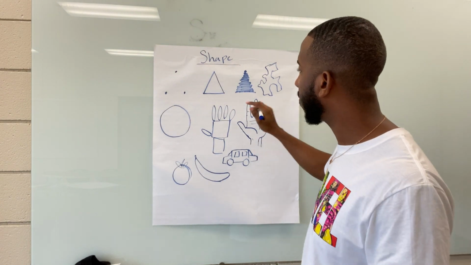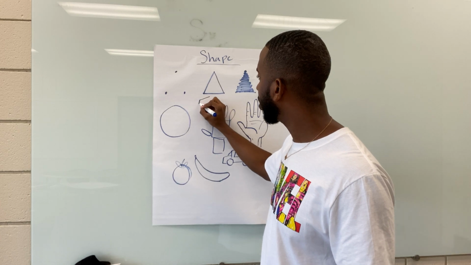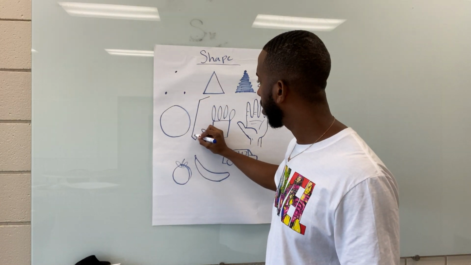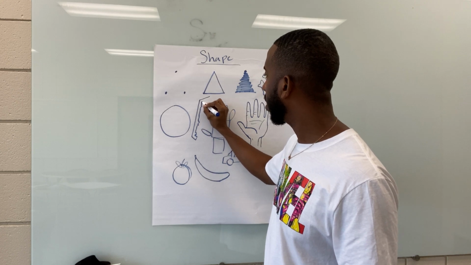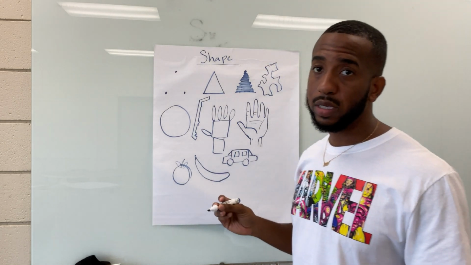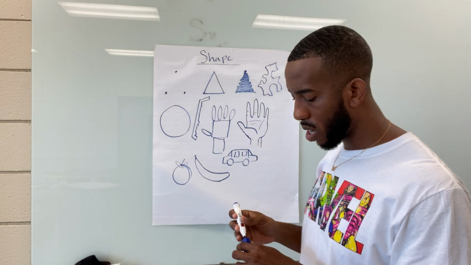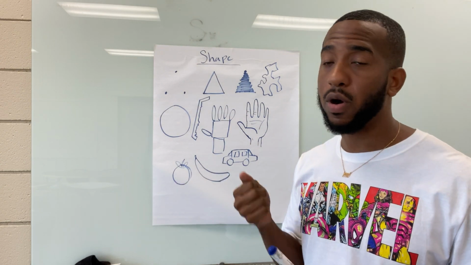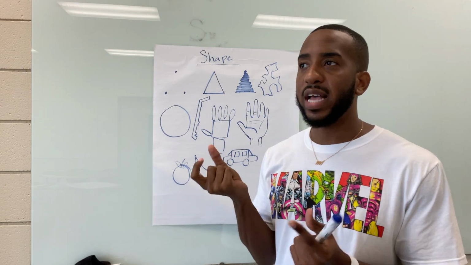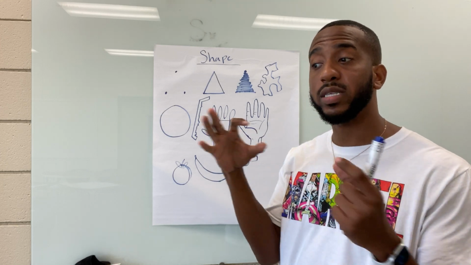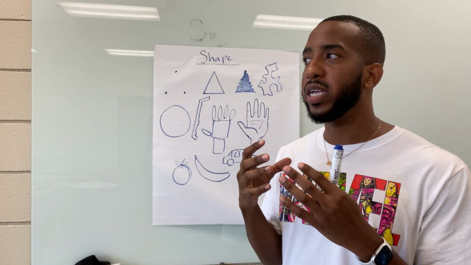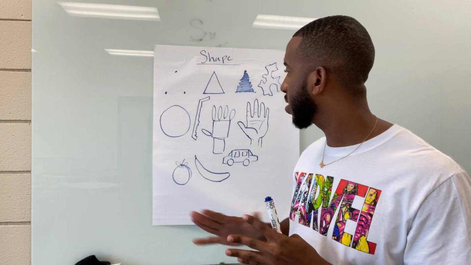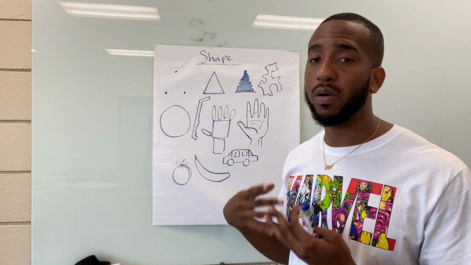So we see a lot of complex shapes in real life. So if you were looking at a key, like where you crank up a car or maybe open a door, that's a more complex shape. It has its specific shape, it has its specific measurements, but it's a more complex shape than just a simple circle, square, or triangle.